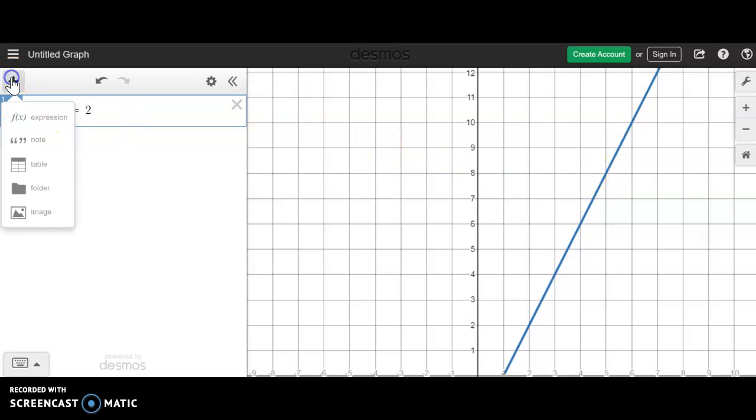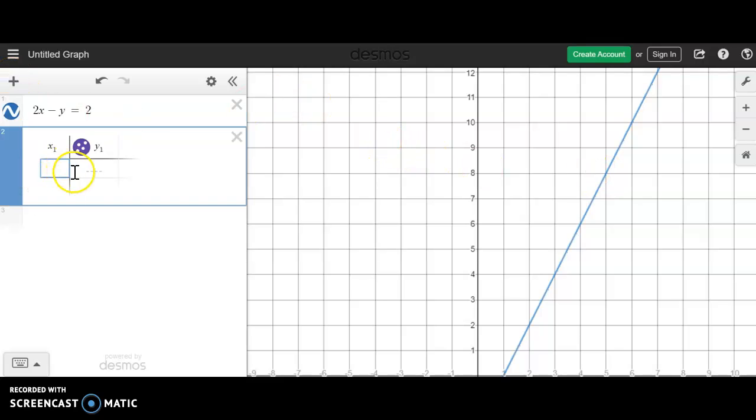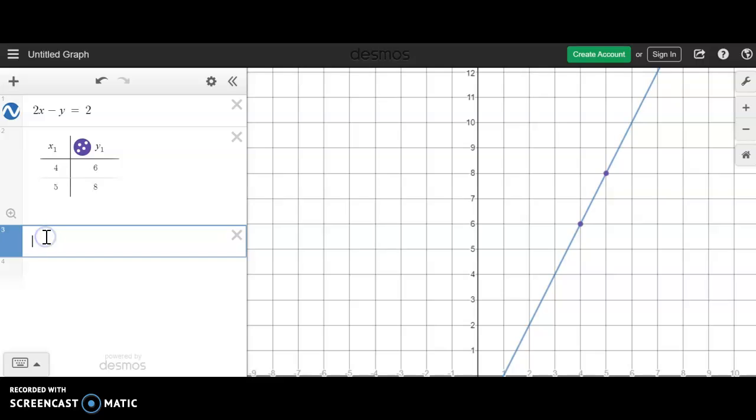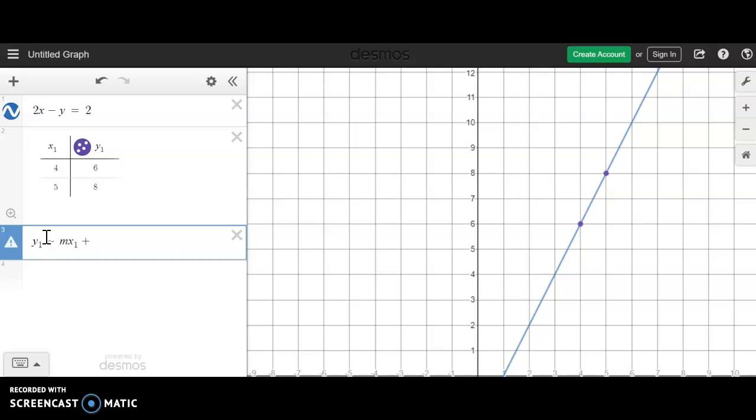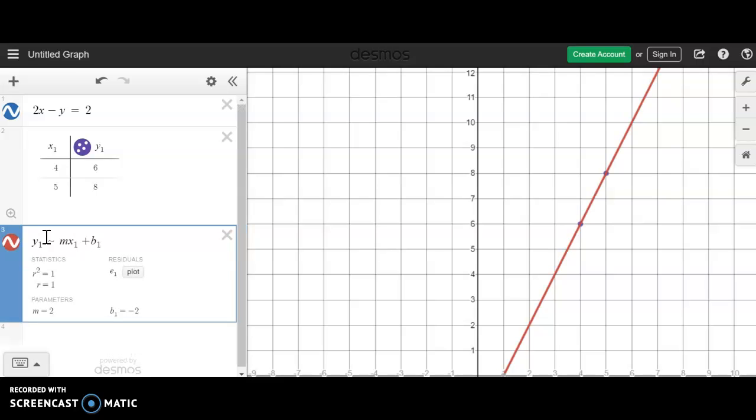And if you want to just double check that, we can always create our little table to make sure that we're actually talking about the same line. So I can very quickly do this. I can do (4, 6), and then put in the point (5, 8). And then, as we always know, we can use our slope-intercept y1 tilde mx1 plus, and we're going to use b1 in this case.